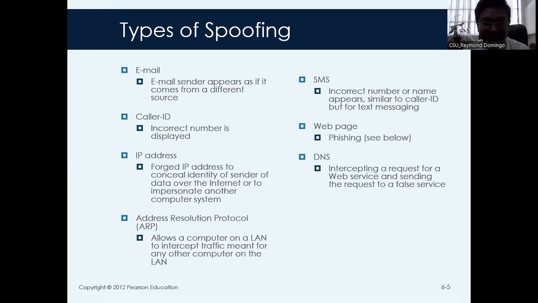Number three, the IP address. There is a forgery of IP address to conceal the identity of the sender of data over the internet or to impersonate another computer system. Di ba, lahat tayo meron tayong kanya-kanyang IP address. So pag na-identify yung IP address, ma-identify natin sino yung user, saan siya, yung location niya. Pero dito, para i-conceal yung identity ng nag-i-spoof, iniiba or pino-forge yung IP address.